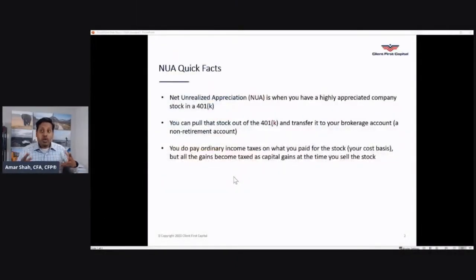Basically, what this is, is taking company stock out of a 401k plan and transferring it to a brokerage account. In that process, you're paying ordinary income taxes on what you paid for the stock, essentially your cost basis. And then when you do sell the stock later in life, you'll pay long-term capital gains on that portion.